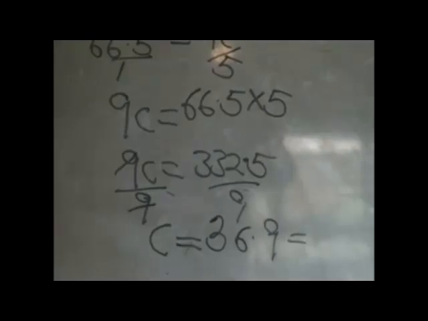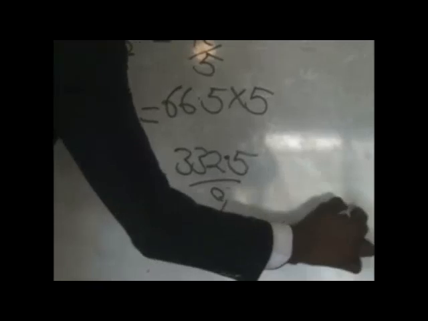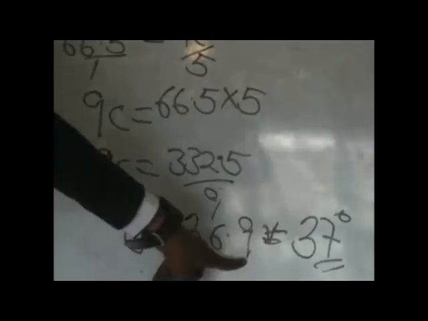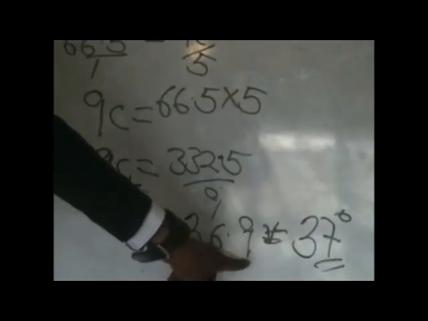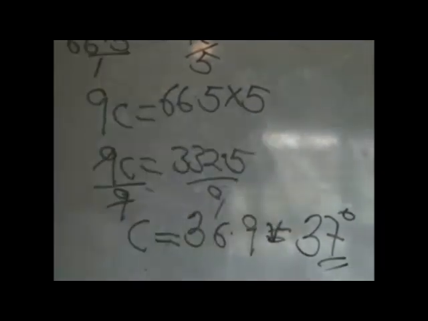So to the nearest whole number, we are going to be having 37 degrees. If this number is more than 5, you can transfer 1 here to make up this digit, it becomes 37. And our option to this question is option B. Are you following us, class?